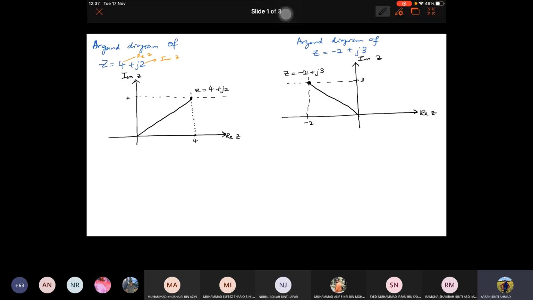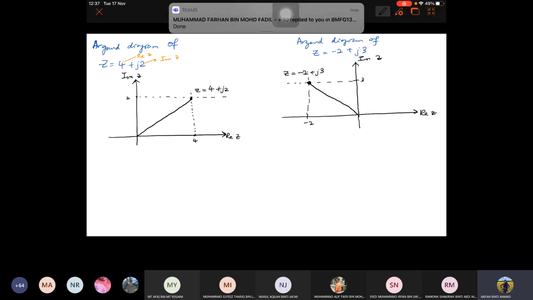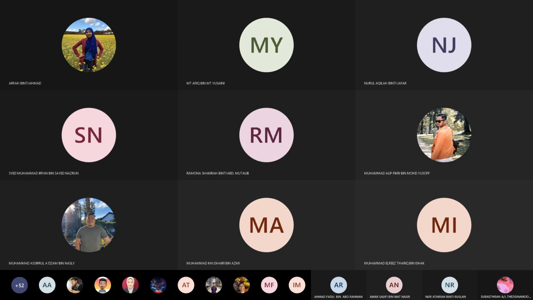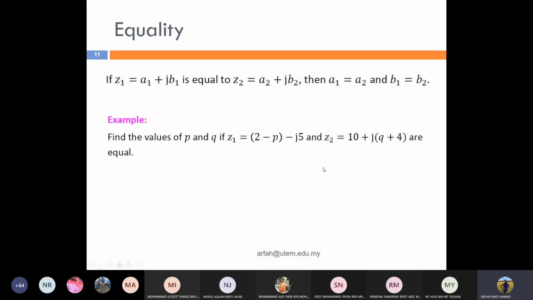Kita akan tengok the next example. Okay. Done lah? Done. Okay. So the next one, refer dekat slide, kita ada this one. You are going to have the equality of a complex number. If Z1 sama dengan A1 plus JB1 is equal to Z2 sama dengan A2 plus JB2, then A1 akan sama dengan A2 and B1 akan sama dengan B2. Sebab dia sama. Yang real part sama dengan real part dan yang imaginary part akan sama dengan the imaginary part. So A1 it will be equal to A2 and B1 it will be equal to B2.